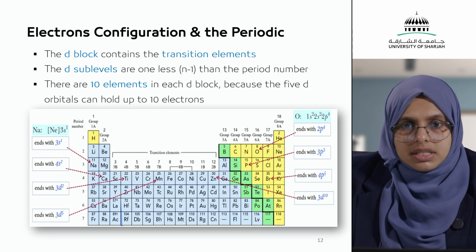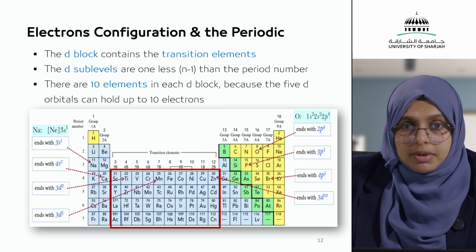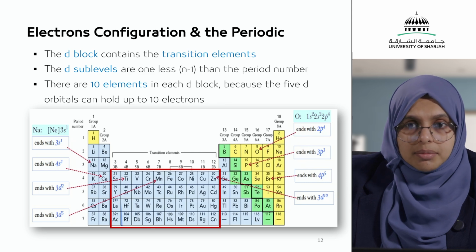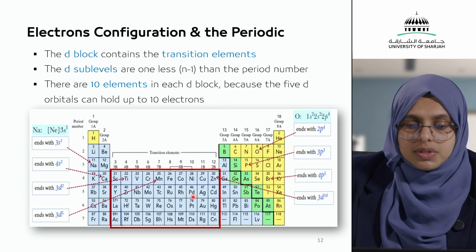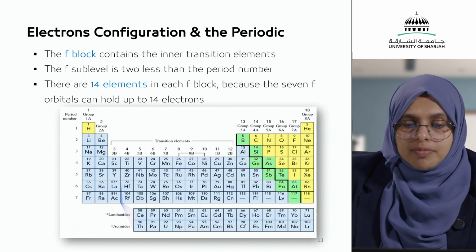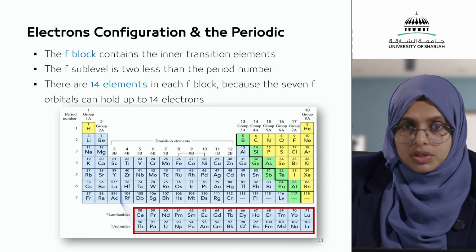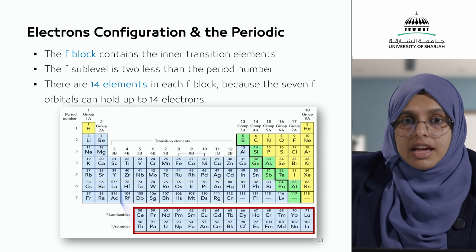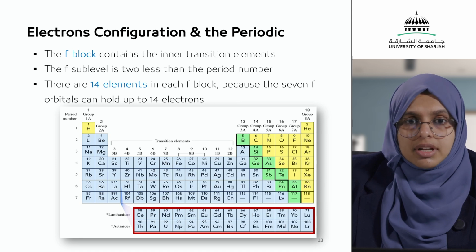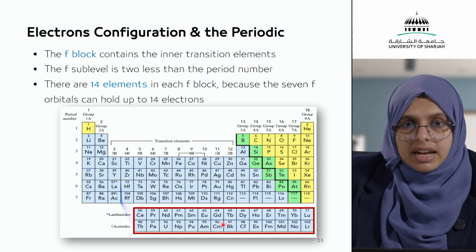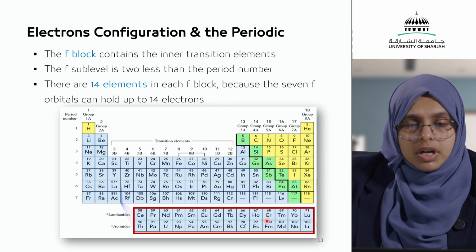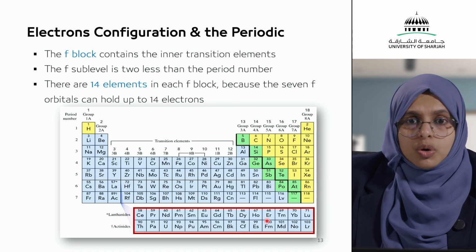The d block contains the transition elements. The d sublevel is 1 less than the period number. There are 10 elements in each d block because the 5 d orbitals can hold up to 10 electrons. The f block contains the inner transition elements, the 2 rows at the bottom of the periodic table. The f sublevel is 2 less than the period number. There are 14 elements in each f block because the 7 f orbitals can hold up to 14 electrons.